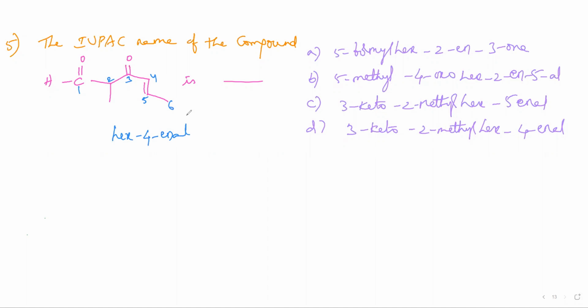Then the remaining will become substituents. What substituents are present? The second carbon has a methyl group, right? This is a methyl group. If nothing is specified, that means methyl. And the third carbon has the keto. So methyl and keto, alphabetical order. Who will come first? Keto. So the third carbon has 3-keto, and the second carbon has the methyl. So 3-keto 2-methyl hex-4-enal. Which option, sir? Fourth option. Right?